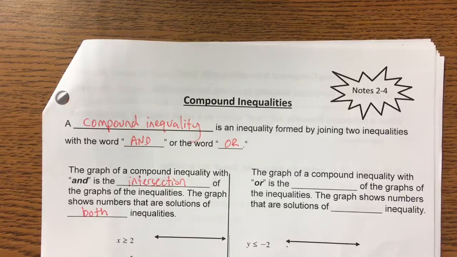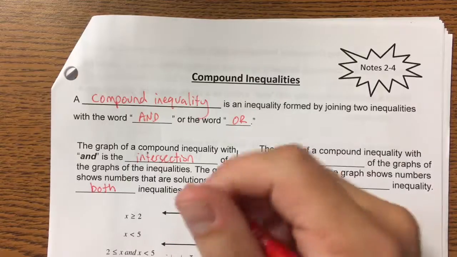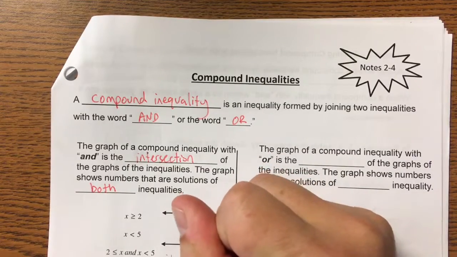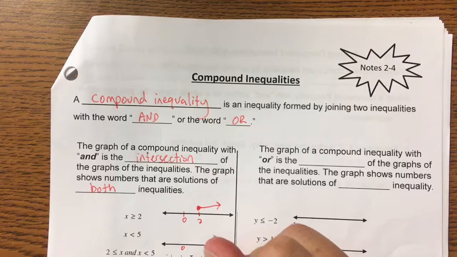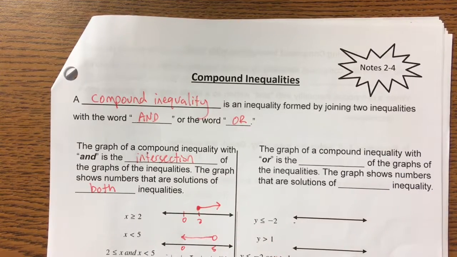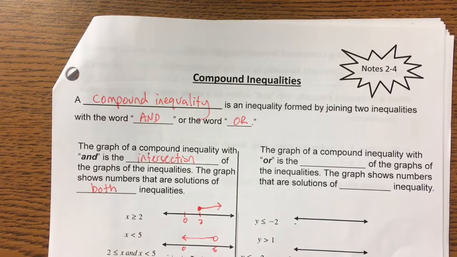Basically, if you had x is greater than or equal to 2, you have 0, 2, a closed dot going to the right. x is less than 5, that'd be an open circle at 5 going to the left. If I said x is in between 2 and 5, including 2 but not 5, or I state it like this, x is greater than or equal to 2 and x is less than 5, you'd have a closed circle on 2 and an open circle on 5, like this.